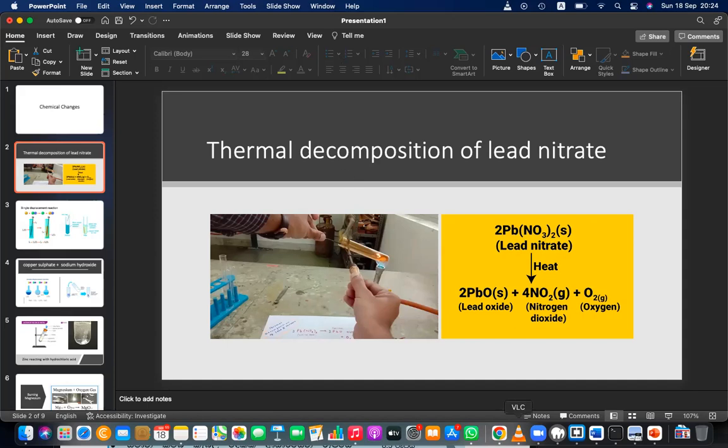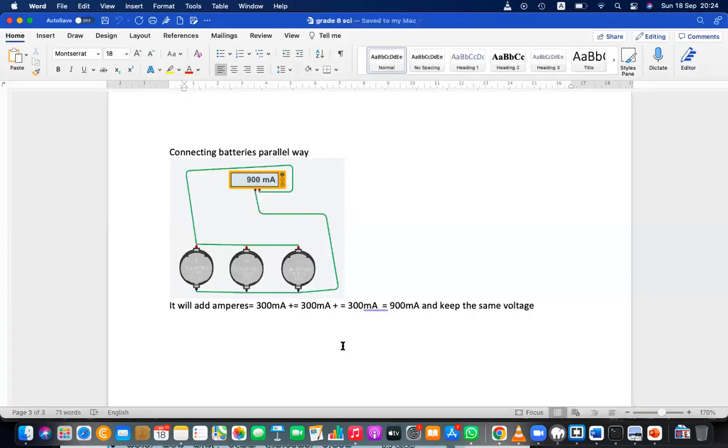Let me write like this. For lead nitrate, lead is Pb. Pb is lead. NO3 is nitrate. But when you combine Pb and NO3, you cannot call that lead nitrate, because you need two nitrate components to form lead nitrate. Understood?